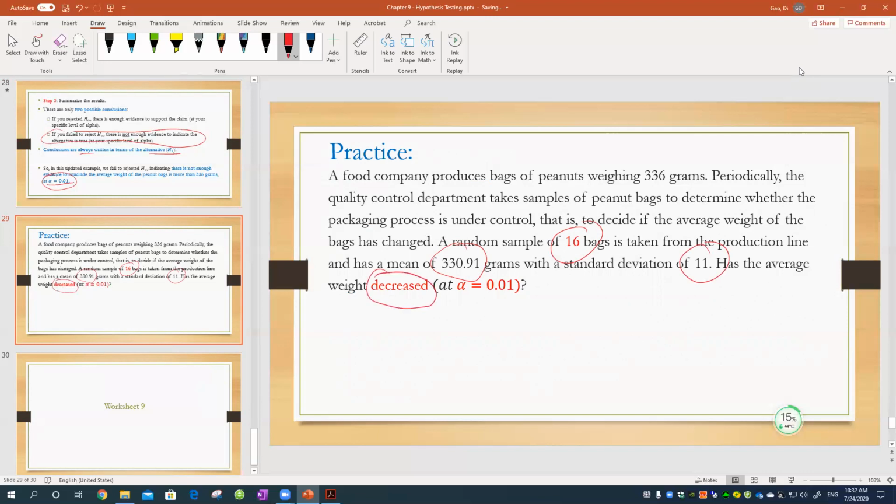So alpha is changed to 0.01. So decrease, that means left-tailed, right? Because you're going to have a smaller than sign. Then step 1, we're going to state the hypothesis.